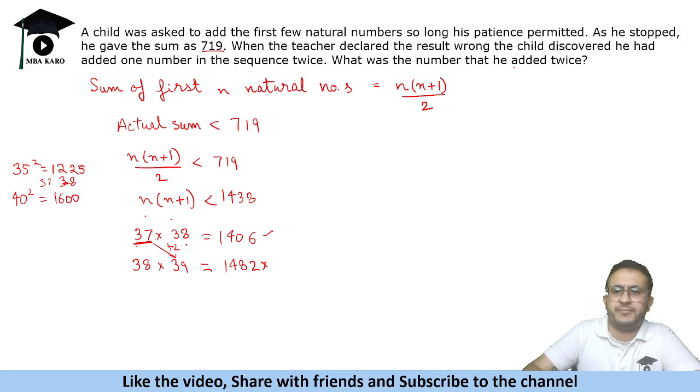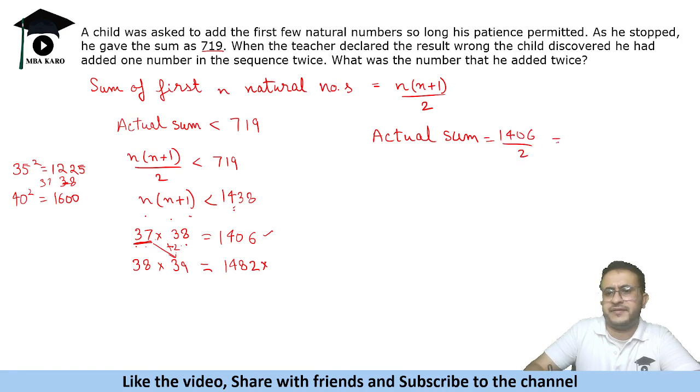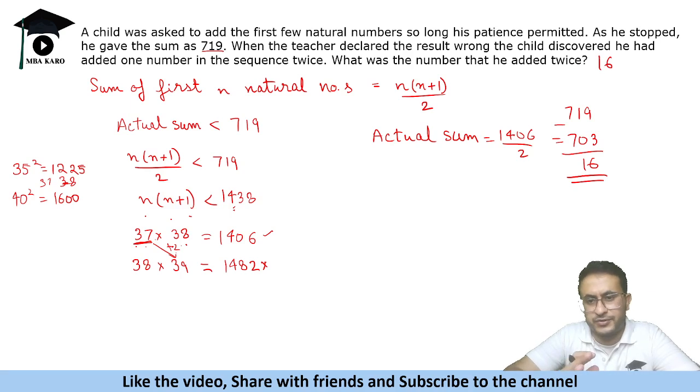It says, what was the number that he added twice. So his actual sum is n(n+1)/2. So this is n(n+1) = 1406. Divide this by 2. Okay, so 1406 divided by 2 is 703. Okay, actual sum is 703. He answered 719. So he added 16 two times. So that is the answer to this question.